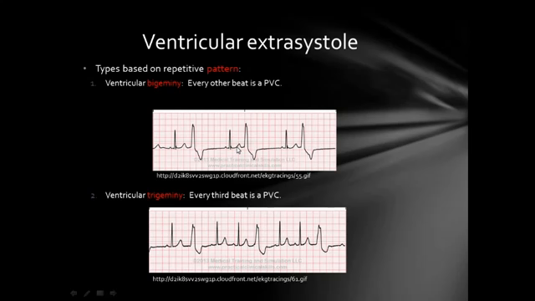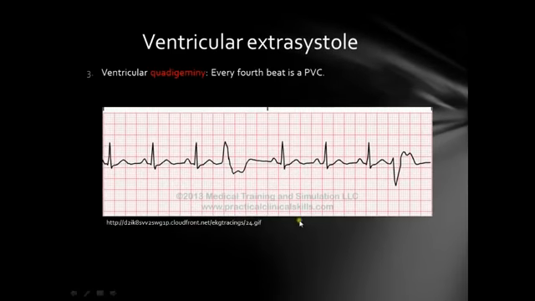The second type is called ventricular trigeminy. Every third beat is a premature ventricular contraction. So normal beat, normal beat, ventricular extrasystole. Normal beat, normal beat, ventricular extrasystole. Every third beat is a ventricular extrasystole.